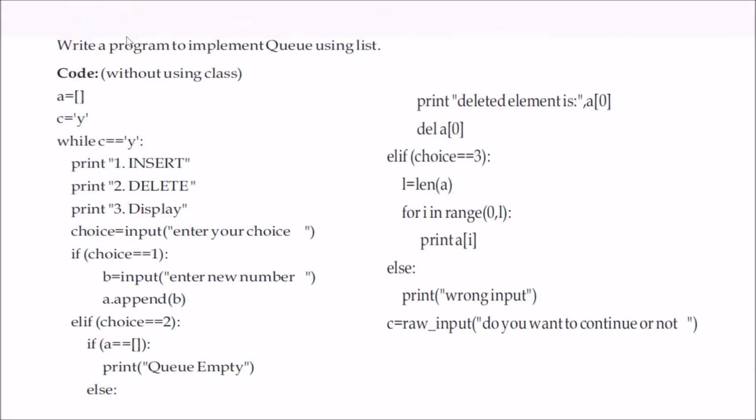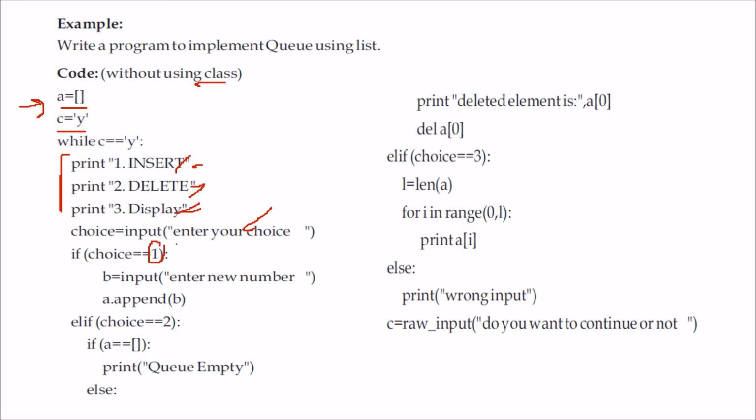about that. Let us see the program to implement a queue using a list, but here we are going to do it without a class, and we'll also see it with a class. So how to implement a queue? You can just make an empty list, then you say c equal to y, because first of all when you run this code, you want to show options to the user. Print, these are the options being shown to the user: insert, delete, display. Then enter your choice. The user will enter either insert, delete or display.